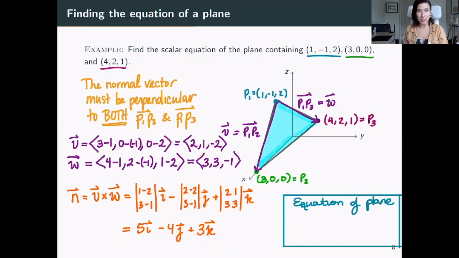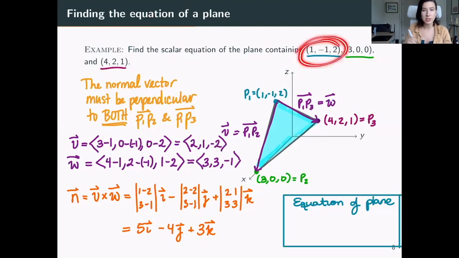Now that we have the normal vector, we can get the scalar equation of the plane given a particular point. Once again, note that the scalar equation of the plane is not going to be unique because we have multiple choices for what we could choose our point to be.